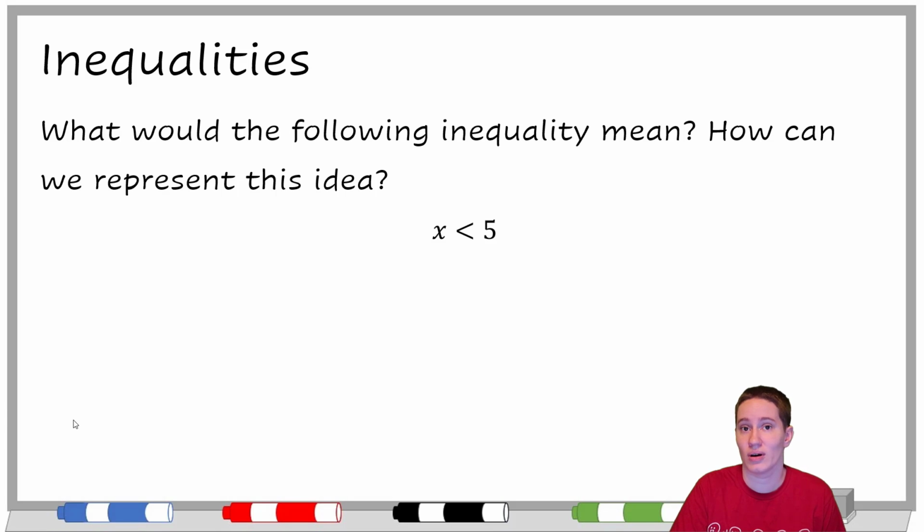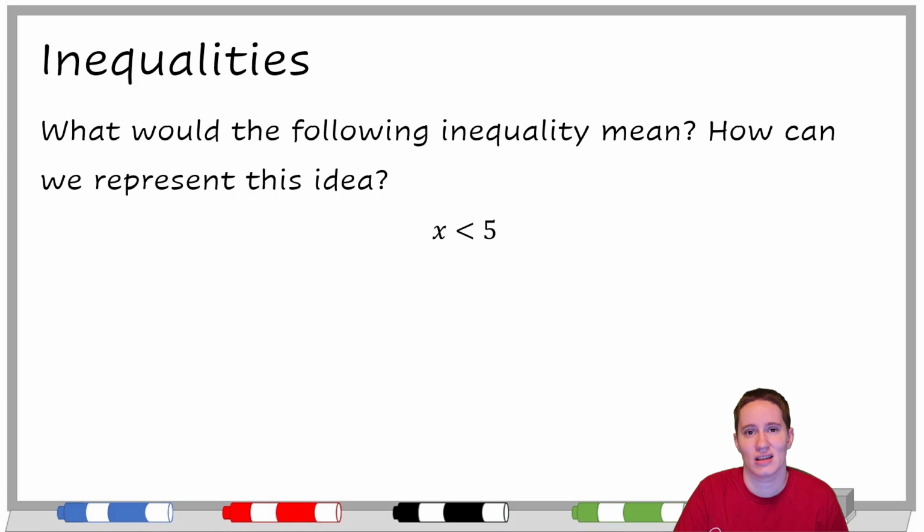Now let's think about what adding a variable into this means, because we're in algebra. So our ideas here are basically to take everything we've done before with numbers and add variables into the mix. So what would the following inequality mean? X is less than 5. And how can we represent this idea?